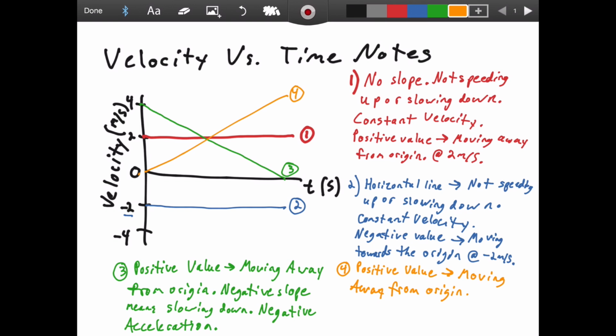Like we said, our value goes from 0 to 4 meters per second. Those positive meters per second means that every second we're getting further and further away from that origin. The last thing we want to look at is the slope of this line. We'll notice really quickly that we have a positive slope. We're starting at 0 meters per second and we're ending at 4 meters per second. The slope is going to tell us that we are speeding up. And by speeding up, we just mean that our velocity is becoming more and more positive. Positive slope is going to mean a positive acceleration.